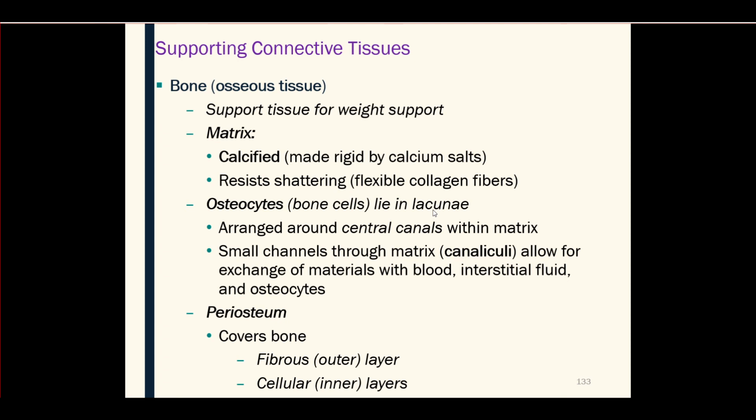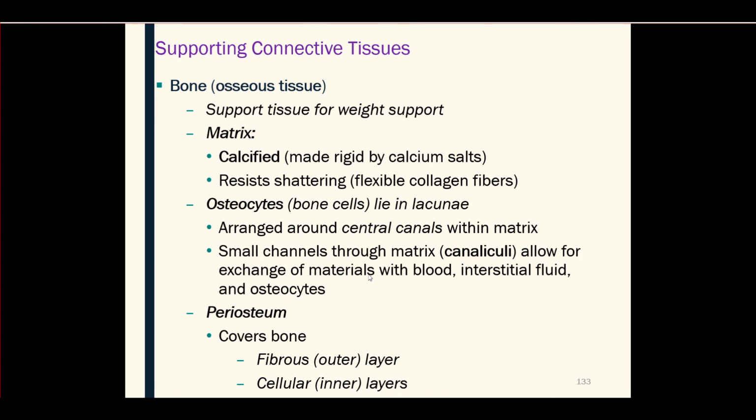Also interconnecting the osteocytes and interconnecting the tissue of the bone throughout the bone, we have these small little canals known as canaliculi, right? These are small channels or canals that extend throughout the matrix, and they allow for exchange of material with the blood, the interstitial fluid, and even within the osteocytes. Right? So we're going to look at this in much more detail in future lessons when we study the bone tissue in greater detail.